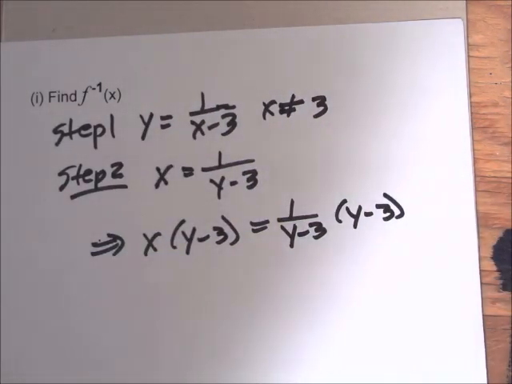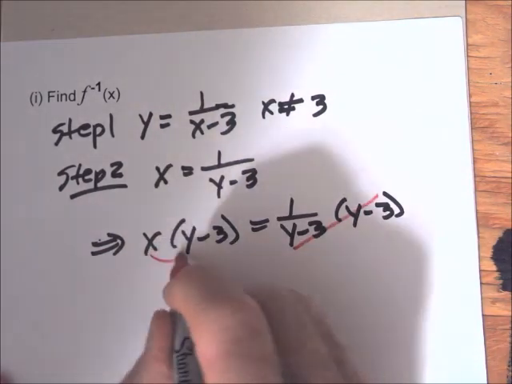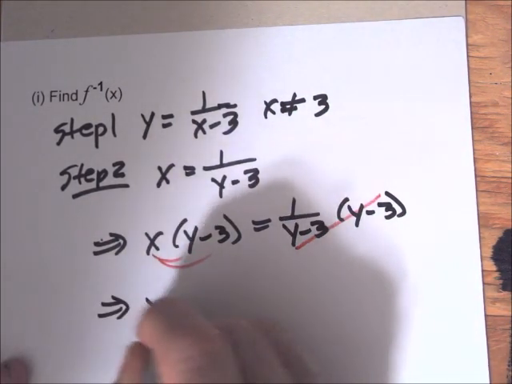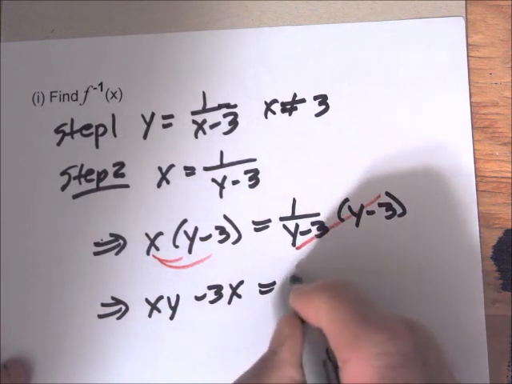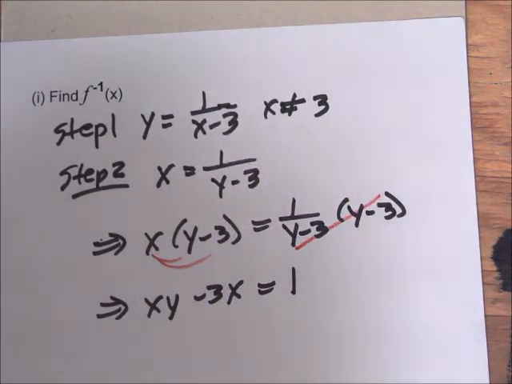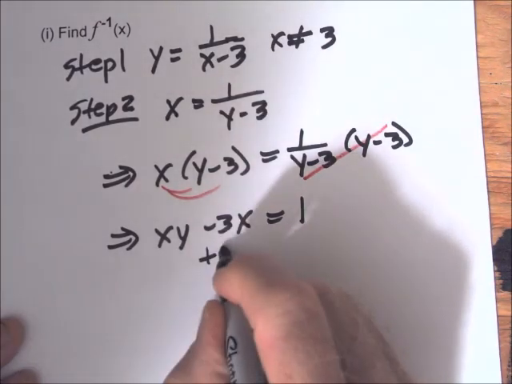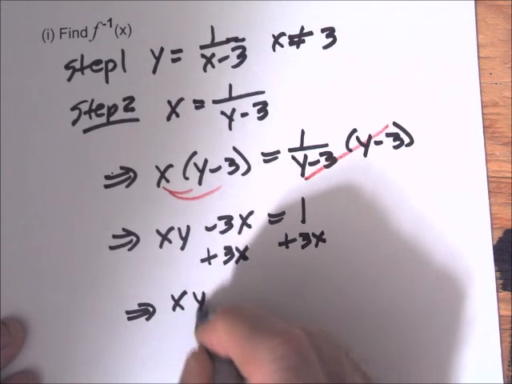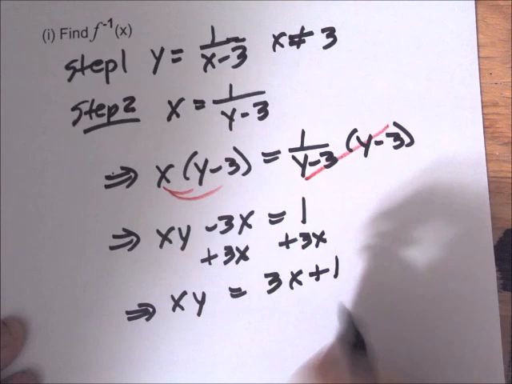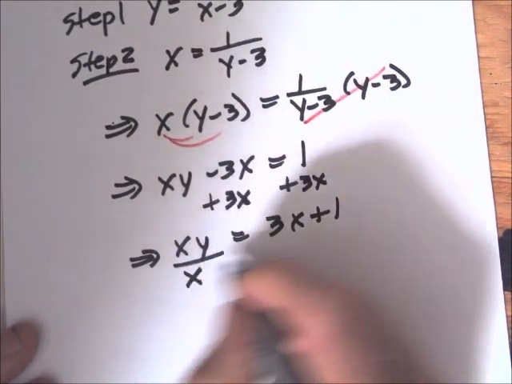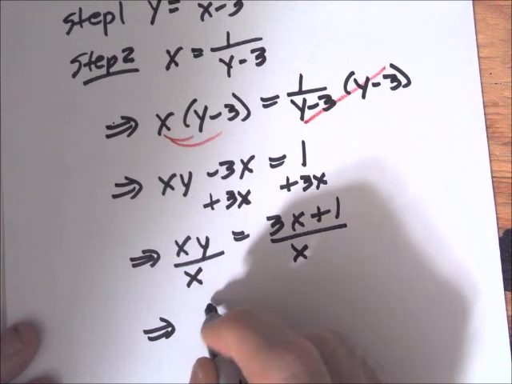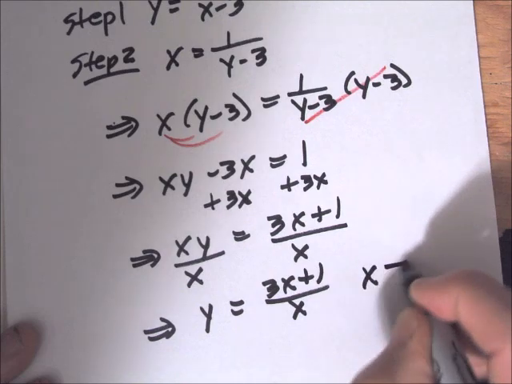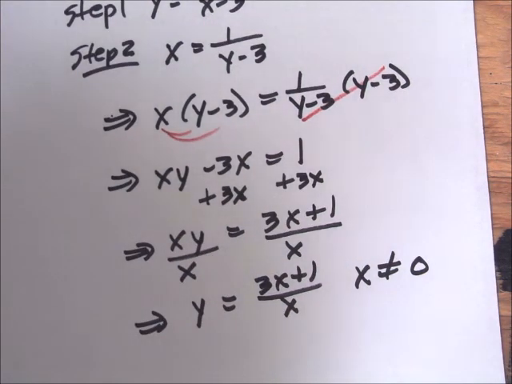And on the right side, the y minus 3's cancel. Left side we'll distribute. And we'll have xy minus 3x is equal to 1. And now we want to isolate the y. So we want to add 3x to both sides. And it'll give us xy is equal to 3x plus 1. And then divide both sides by x. And y is equal to 3x plus 1 over x. And this is for x not equal to 0.